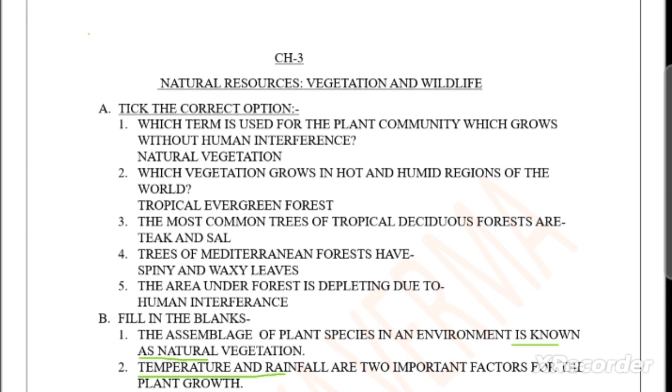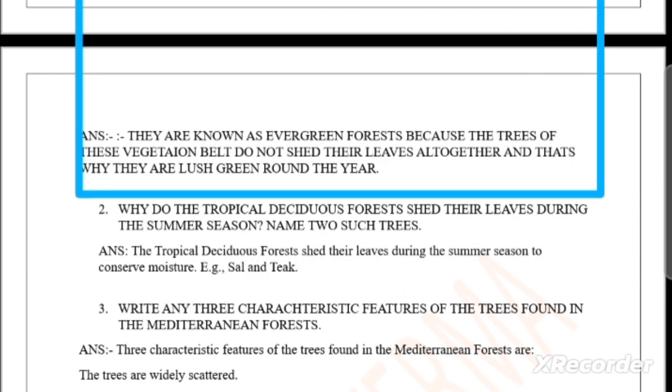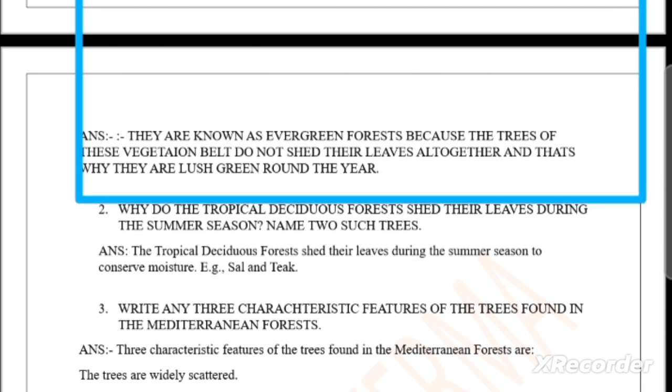Now we will come to question number 3, that is, answer in brief. So why are the tropical rainforests known as evergreen forests? They are known as evergreen forests because the trees of this vegetation belt do not shed their leaves altogether, and that's why they are lush green around the year.